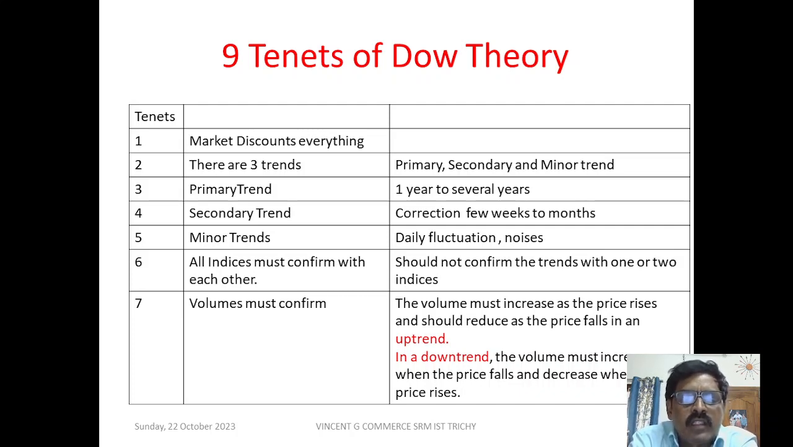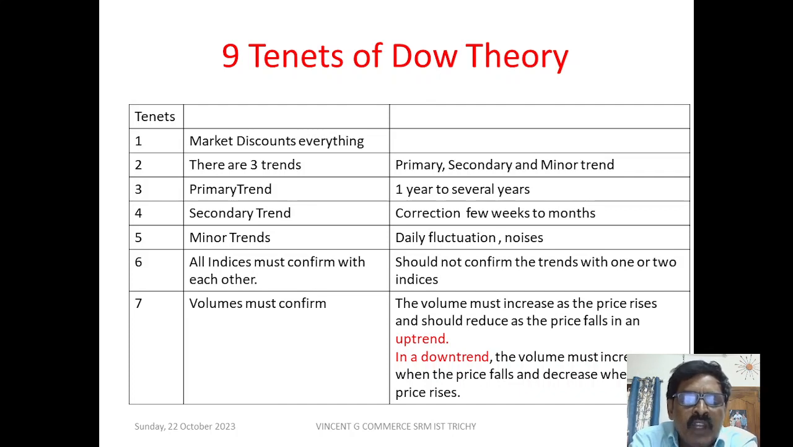And the sixth tenet is that all indices must conform with each other. It's not that one index will decide the trend, but it must be uniform. All the different indices should conform. It's not about conforming with the trend in 1 or 2 indices, but if it is reflected in the major indices, then we can say that there is a trend.